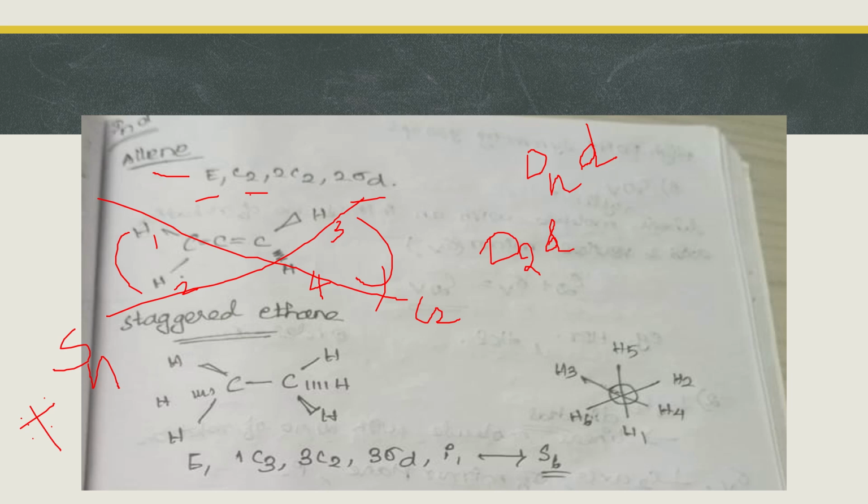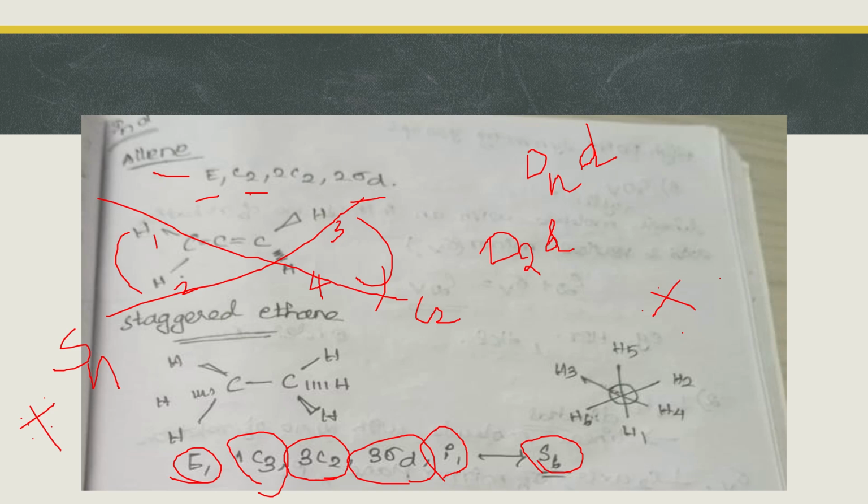Here, this is the structure of staggered ethane. By using this projection, staggered ethane has the identity E, one C3 rotation and two C2 axes, and it also has dihedral planes and the inversion center. So it has the S6 point group. Staggered ethane is a very important one. So remember the staggered ethane point group and what the S6 point group is.